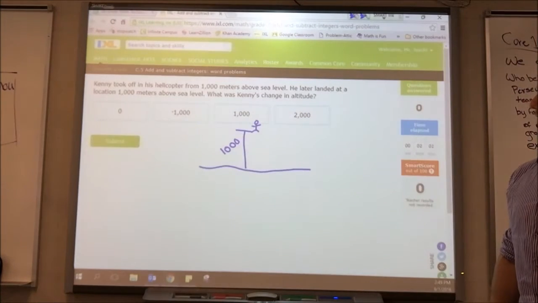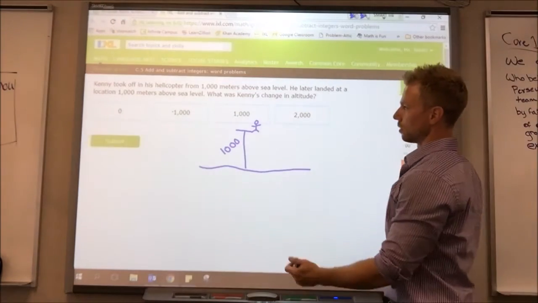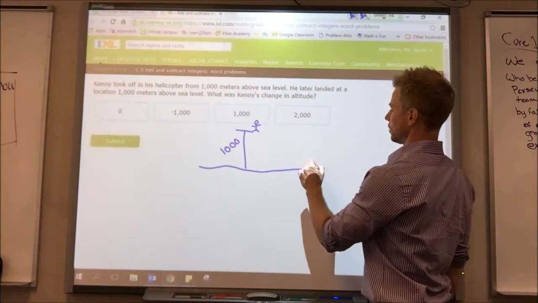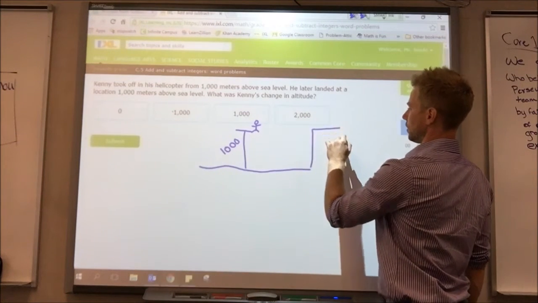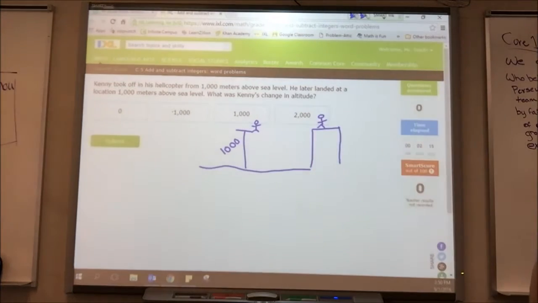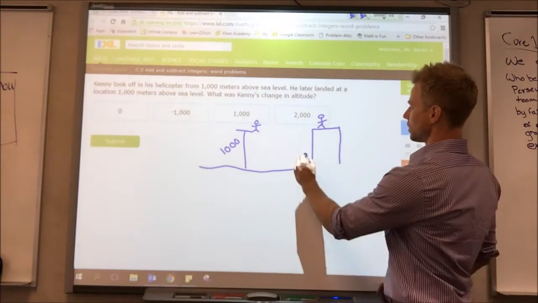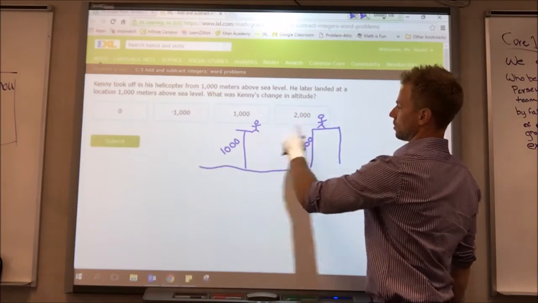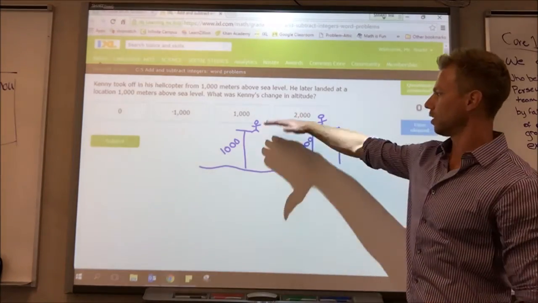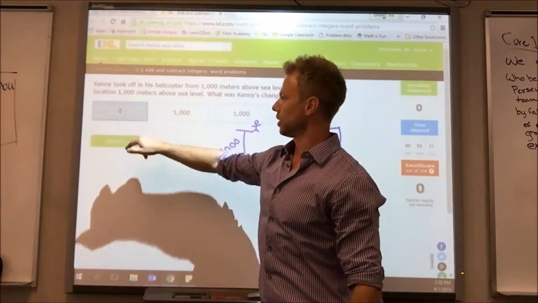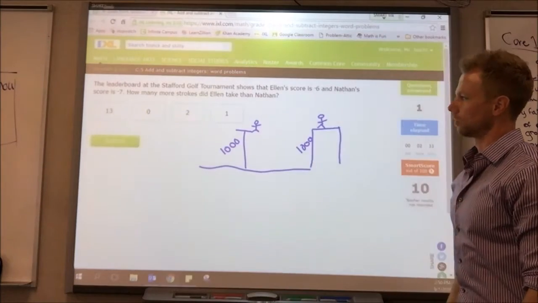He later landed at a location 1,000 meters above sea level. Okay, so over here is some place where Kenny landed. What was the change in Kenny's altitude? Okay, so he was at 1,000 over here, and then he landed at 1,000. What was the change? Well, he didn't go up or down at all from where he was to where he landed. So his change in altitude would be 0.